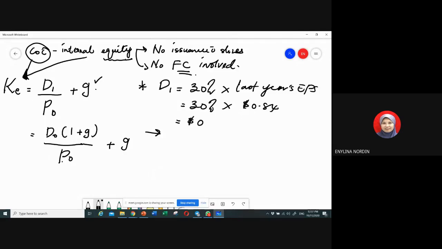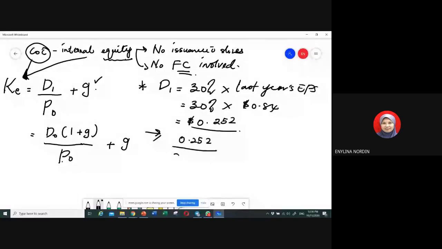Earlier we got, how much was it? What is its value? 0.252. So having this, substitute these figures into the formula. D1 is 0.252. You just divide by, no flotation cost, straight away you take the current price, which is the current price of the stock, 3 ringgit 50 cent, and you plus the G. What is G? 5%. We already calculated earlier, which is 0.05 or 5%.